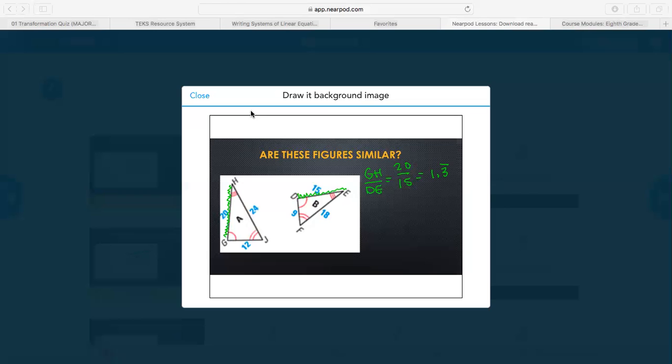So it's 1.3, but the line at the top means it's repeating. So you divide it. So figure out the other two corresponding sides and then set up a ratio or a fraction for them.